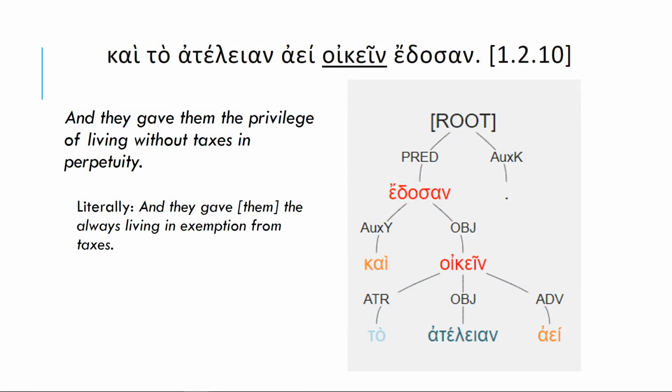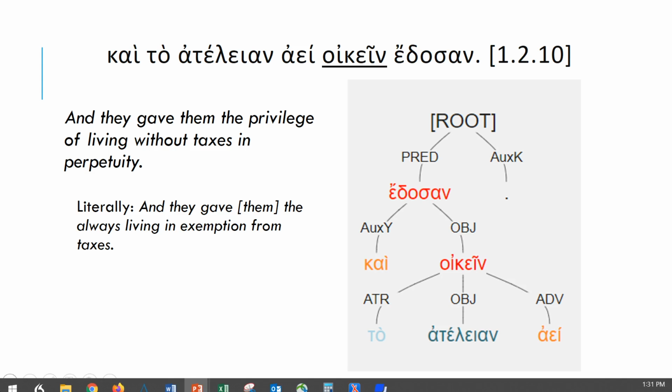They gave them, you have to assume a "them," they gave the living in exemption from taxes always. So they gave the living in exemption to taxes always. They gave them the privilege of living forever without taxes. So you have an article, you hang it as an attribute on the infinitive. And then it has its own object and it has its own adverb.